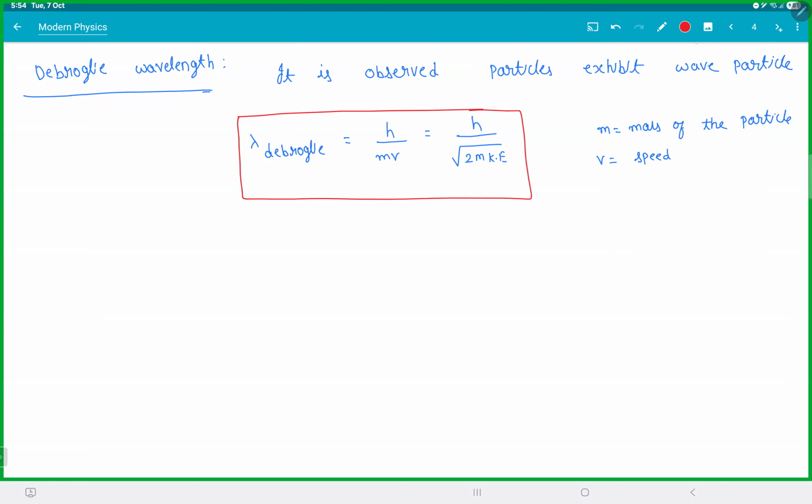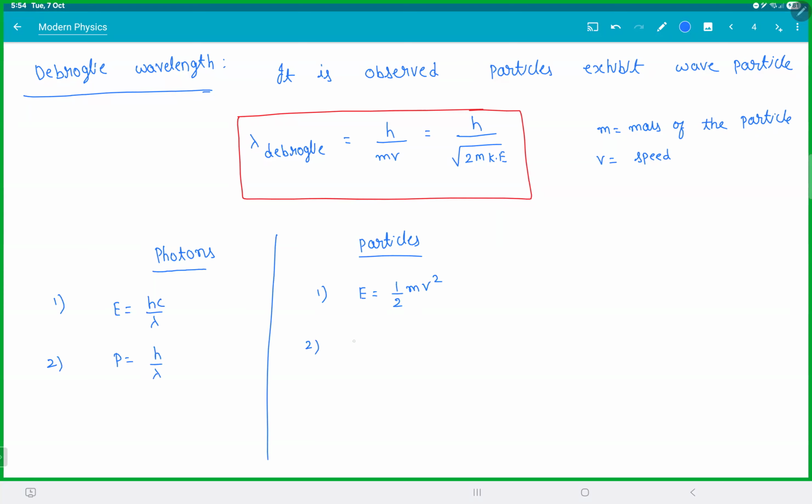Now be careful here. Don't mix up the formulas for photons and particles. In case of photons, the energy is given by hc by lambda. In case of particles, the kinetic energy is half mv square. Don't use the formulas of particles for photons and vice versa. Momentum is given by h by lambda.